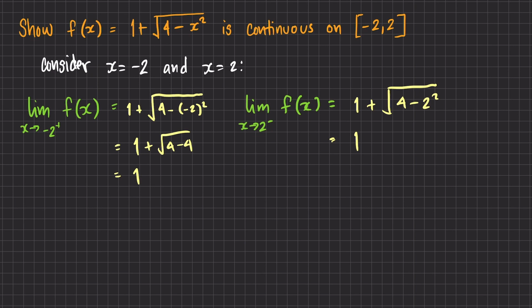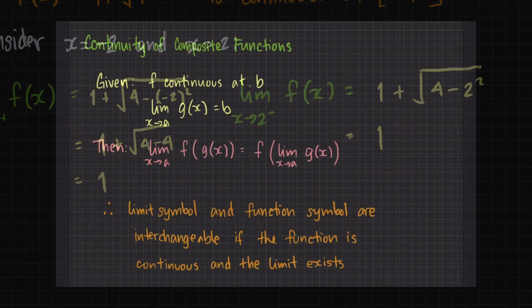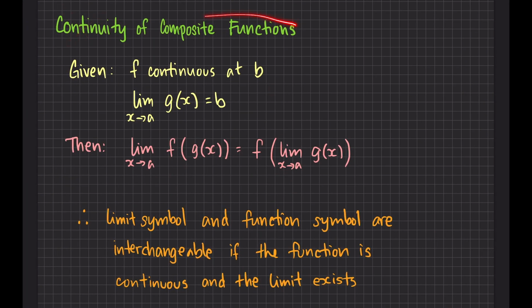So, the entire thing, from negative 2 to 2, including the boundaries, the function is continuous doon sa interval na yan. Okay, now, let's take a look at composite functions.